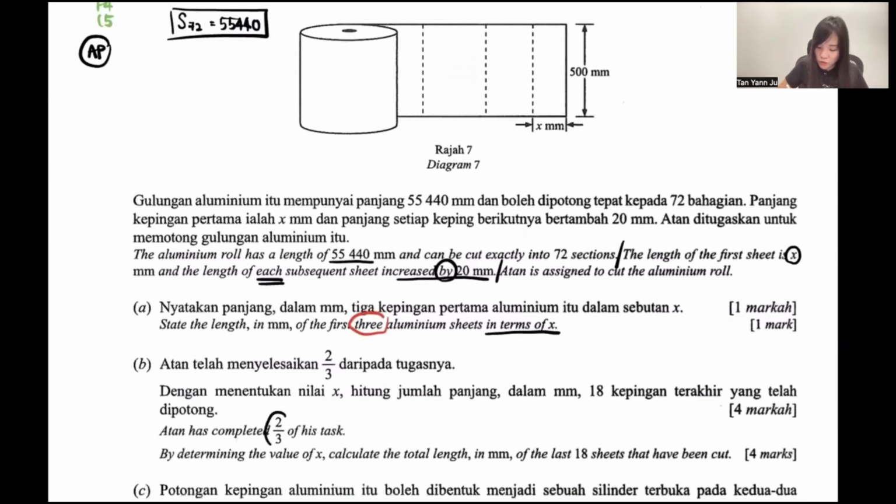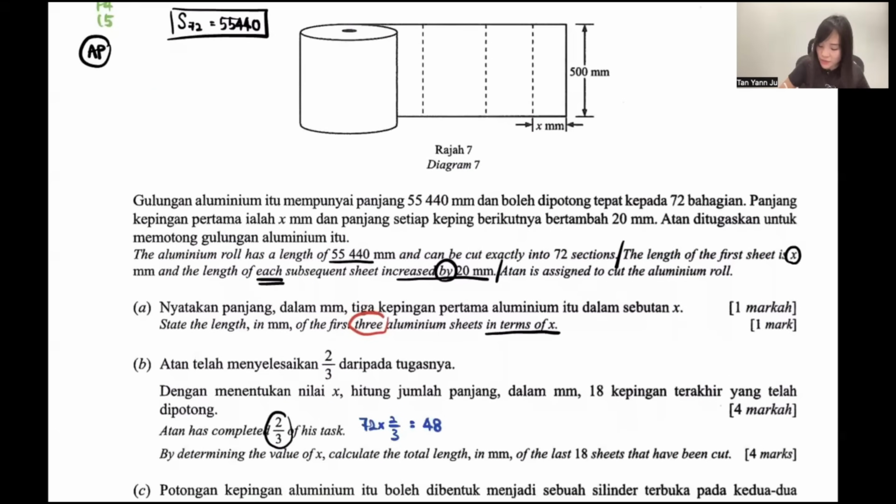B, Artan has completed 2/3 of his task. So my dear, actually he needs to cut 72 because there are 72, right? But he only completed 2/3. So 72 times 2/3. So now, up to this moment, he has done until 48. Okay, 48 of the aluminium sections.